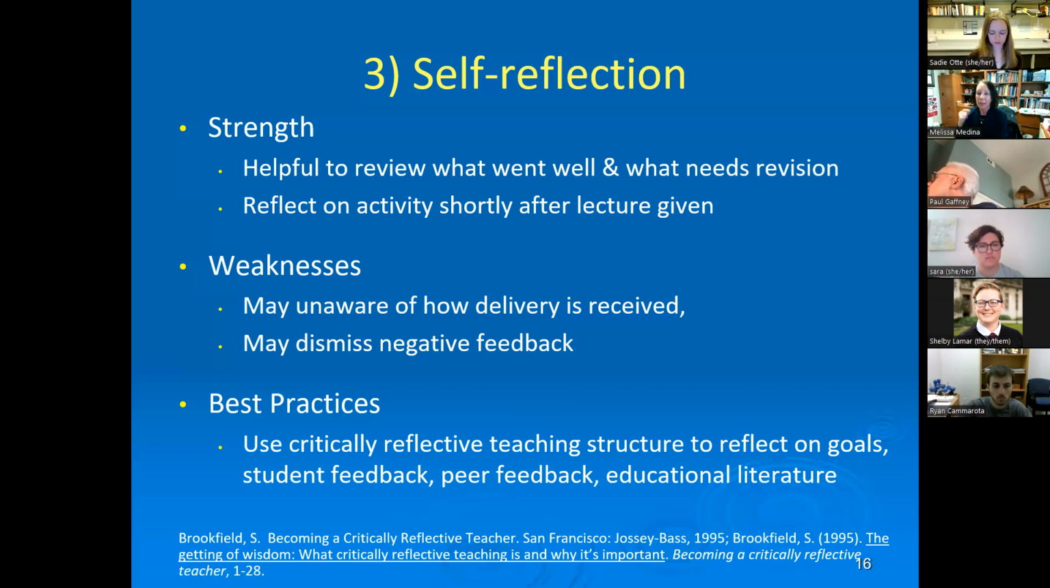You may not hear that if you are a faculty member. You may not hear yourself saying "um" repeatedly. So that's one kind of minor example of self-reflection that you may miss different habits that you have.